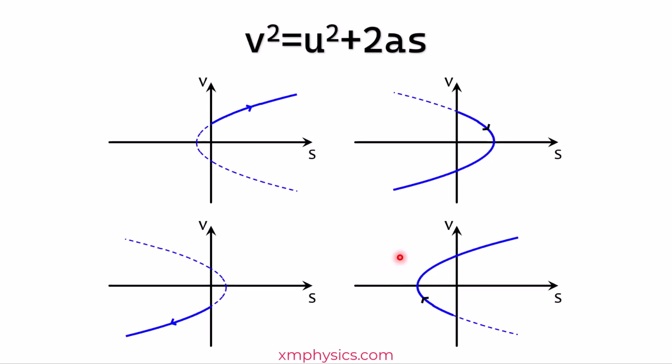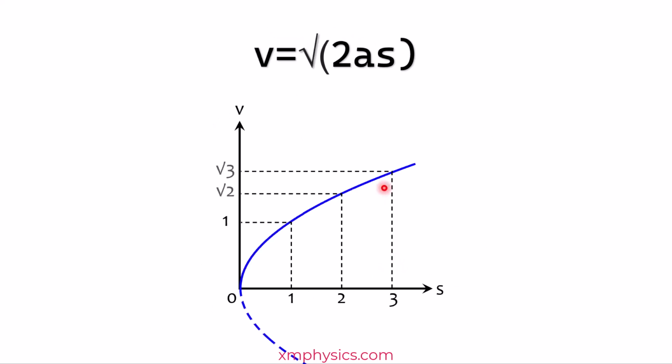Again, the graph we are most interested in is when U is 0. In that case, the equation will just reduce to V equals the square root of 2AS. So it's just a square root graph. Because it's a square root graph, at equal time intervals the velocity is actually square root of 1, square root of 2, square root of 3, and so on.